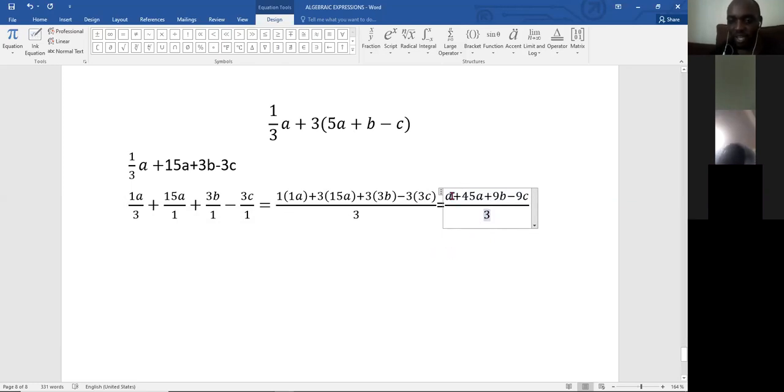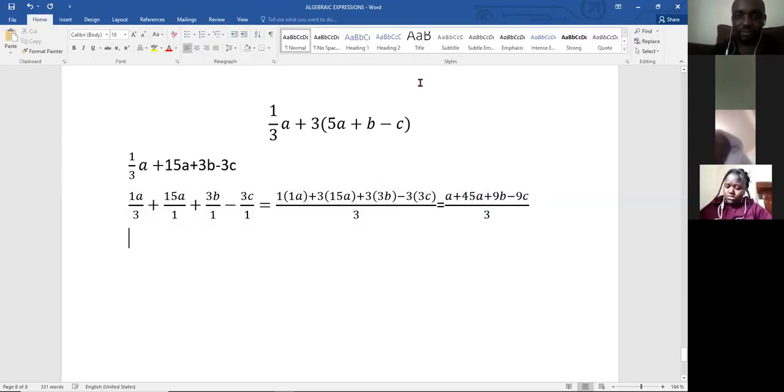Then you can put the like terms together. That is 45a plus a is going to give you the answer as 46a, then plus the others. So you can just write it down here: 46a plus 9b minus 9c. You can see all of it is over 3.